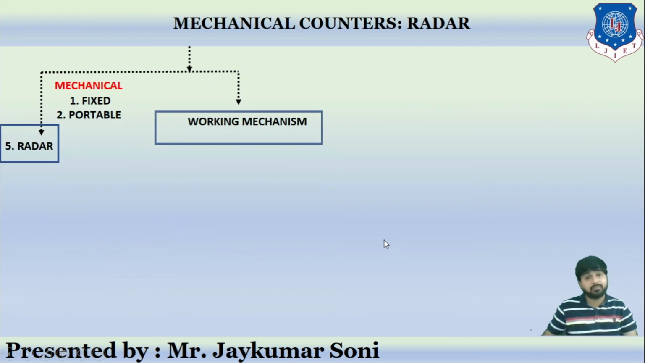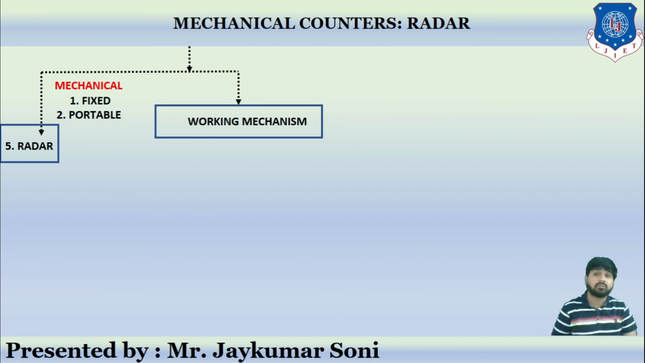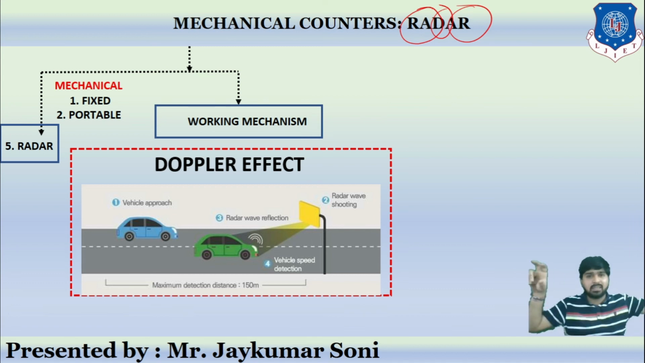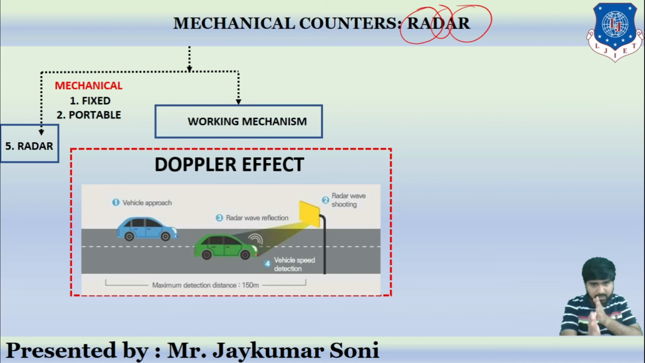Then comes the radar, radio detection and ranging. The full form of radar is radio detection and ranging. How does it work? It works on the Doppler effect. You have observed that whenever you are standing at a particular place and an ambulance is moving from far, it sounds very different. It will have the sound of a siren. Next time, from today onwards, observe that whenever it is at farther places the sound will be different, and whenever it is in front of you, the sound will be different. That is called the Doppler effect.